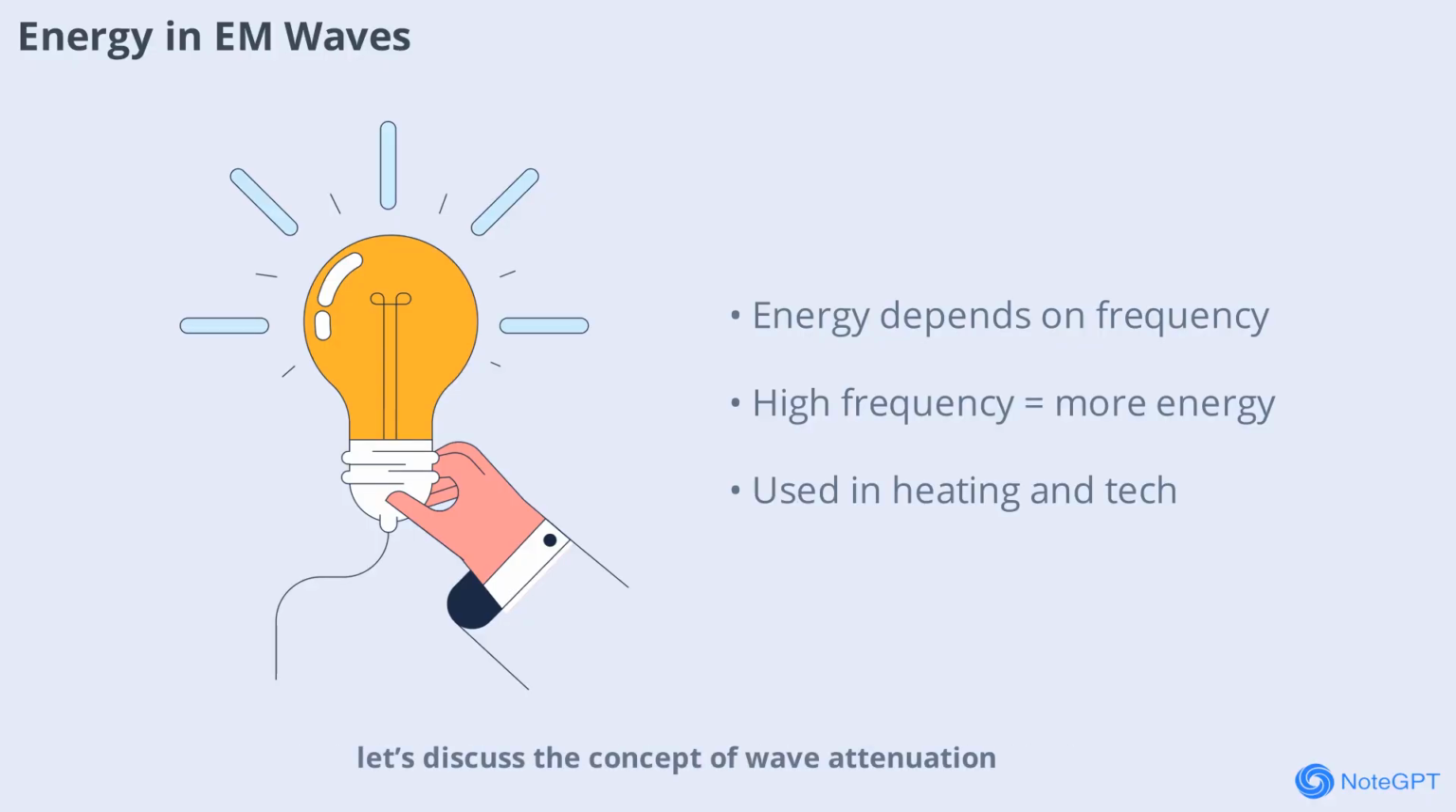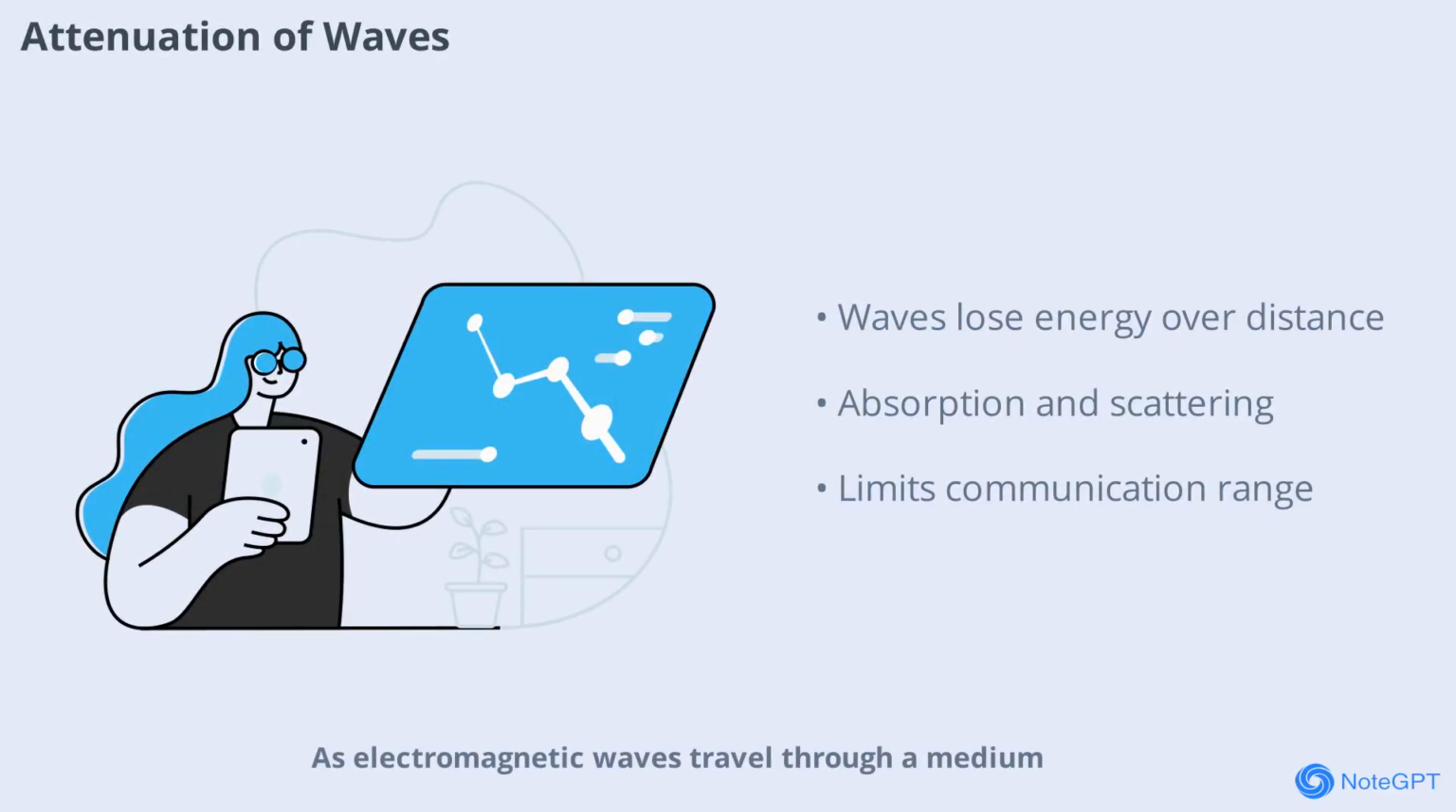Next, let's discuss the concept of wave attenuation. As electromagnetic waves travel through a medium, they gradually lose energy, a process called attenuation. This can happen due to absorption, scattering, or reflection. For instance, radio signals weaken as they pass through walls or the atmosphere. Attenuation limits the range of wireless communication and is a key factor in designing networks and devices. Engineers use various techniques to reduce attenuation, such as amplifiers and repeaters.